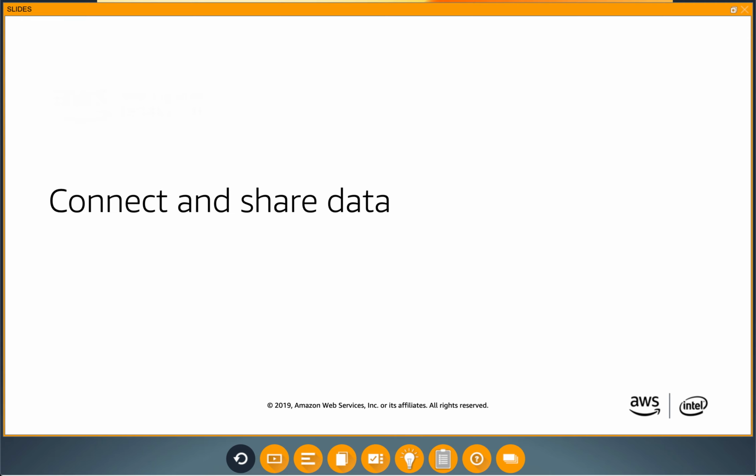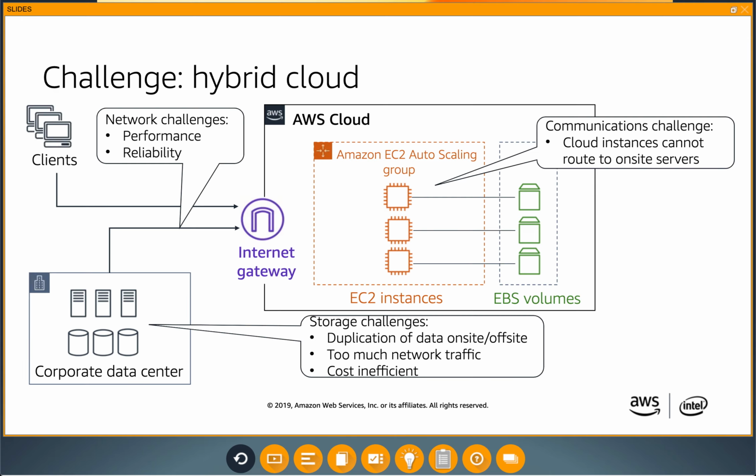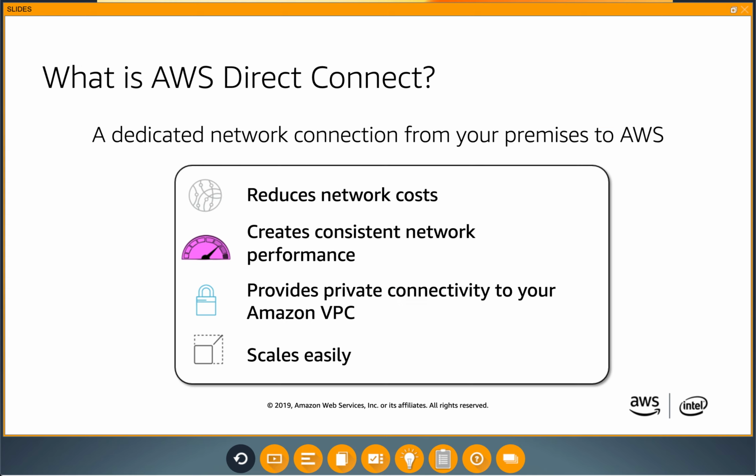Connect and share data. Have an on-premise data center and need a way to connect it to AWS to either extend your capacity or migrate your workloads? Connecting it over the internet has limitations, such as network, storage, and communication challenges. Therefore, we have AWS Direct Connect. AWS Direct Connect is a dedicated network connection from your on-premise to AWS, providing fast and private connectivity to AWS.